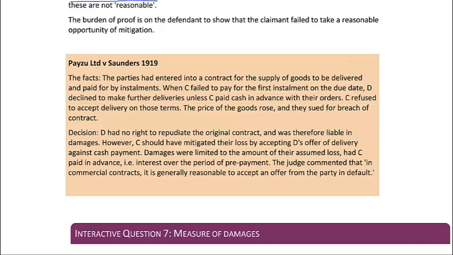And the defendants said, well, no, because the claimants had breached the contract by failing to pay for the first instalment, and therefore they had repudiated the contract. The court said that actually the breach hadn't been significant enough to repudiate the contract, so you couldn't reject the contract just because a payment was late. But they also went on and said, well, the claimant didn't actually mitigate their loss. They didn't try and minimise their loss because they could have accepted this cash payment, this cash on delivery. And therefore, their damages were capped at their assumed loss if they'd accepted these new terms of delivery from the defendant.